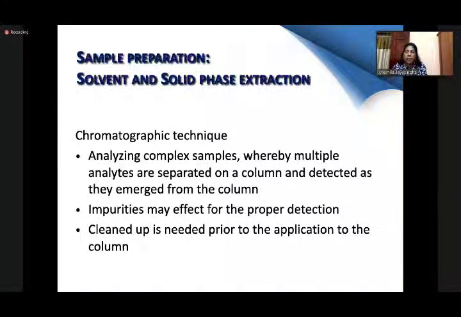Therefore, sample preparation is very important before we use the chromatographic technique. Why am I using the word chromatographic technique? Because it is the most suitable technique. We can analyze each and every analyte. It very clearly gives us that beta carotene is this amount, lutein is this amount, and beta xanthine is this amount. Likewise, we can analyze.